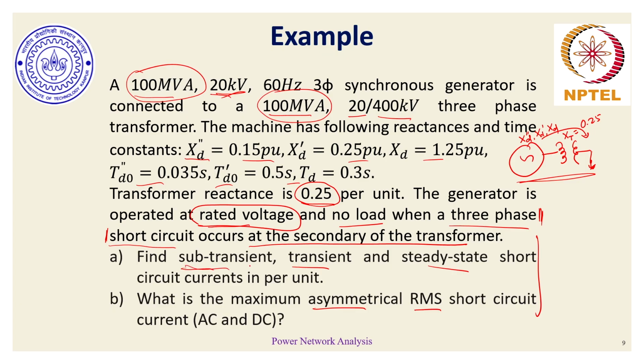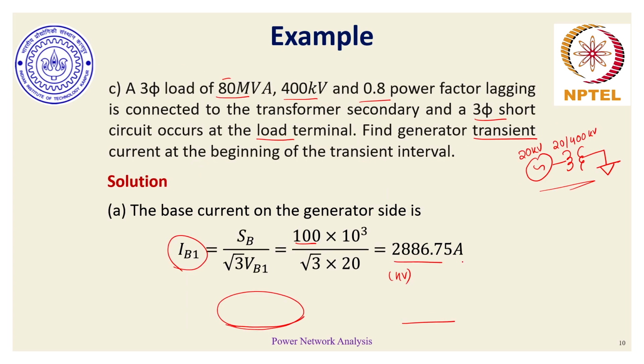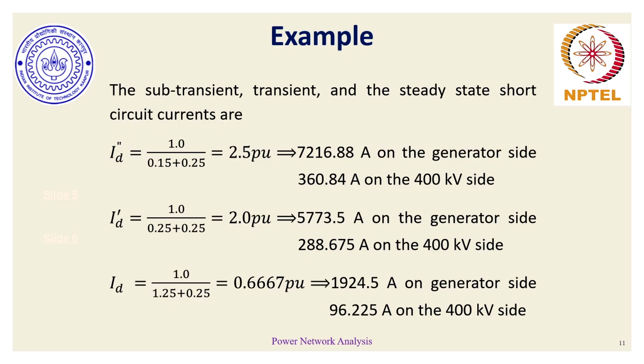So for the different time periods for which the currents are to be found, in slide number 11 here, you would see ID double dash being the maximum value because the corresponding XD double dash is at its minimum, which is 0.15 per unit. 0.25 here refers to the transformer reactance.